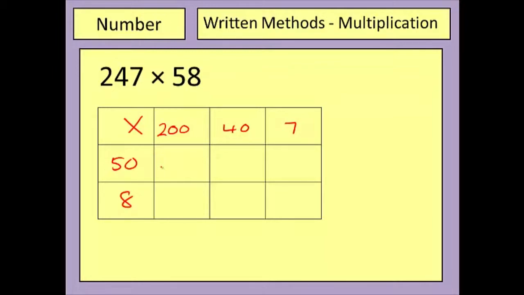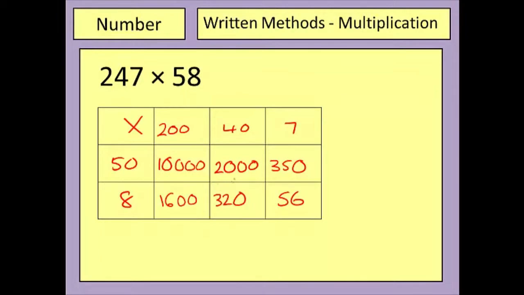2 times 5 is 10. 1, 2, 3 zeros. 5 times 4 is 20 with a couple of zeros there. 7 times 5 is 35 with 1 zero. 8 times 2 is 16, and there are 2 zeros to add in. 8 times 4 is 32 with 1 zero to add in, and 7 times 8 is 56.